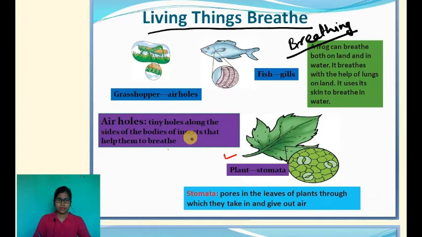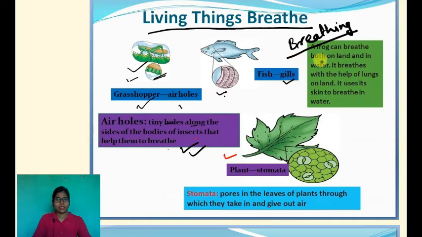You can see some examples. The grasshopper. How does a grasshopper breathe? With the help of tiny holes. What are air holes? Air holes are tiny holes along the body of the insect. With the help of these tiny holes, this kind of insect can breathe. Come to the next example. Fish. Fish breathe through gills.